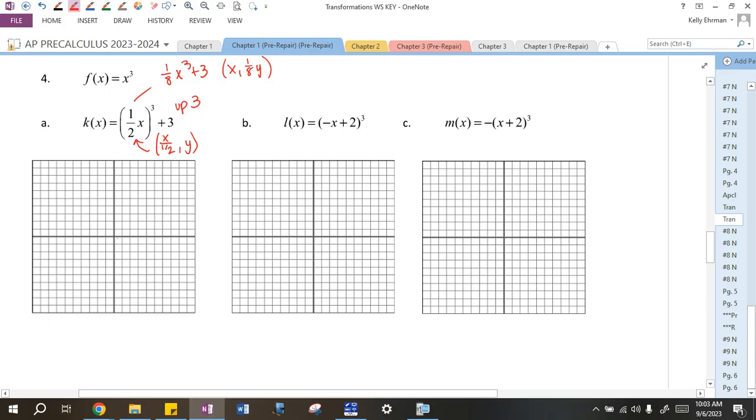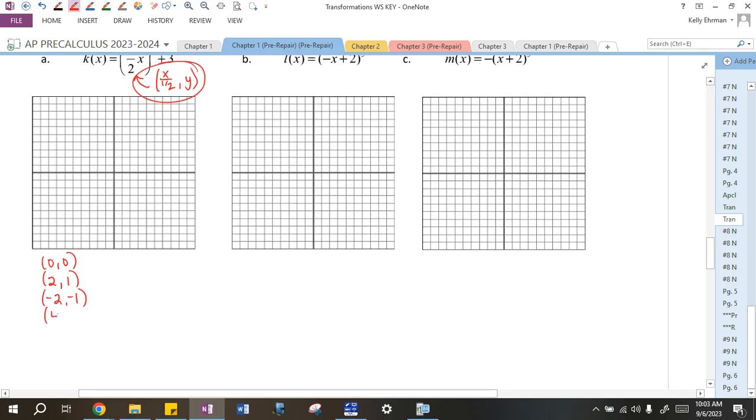All right, so for our points, 0, 0 will stay that way. 1, 1, when you, I'm going off of this one. When you divide 1 by 1/2, you get 2, 1. Negative 1, 1 will be negative 2, negative 1. And then 2, 8 will become 4, 8, and negative 4, negative 8.